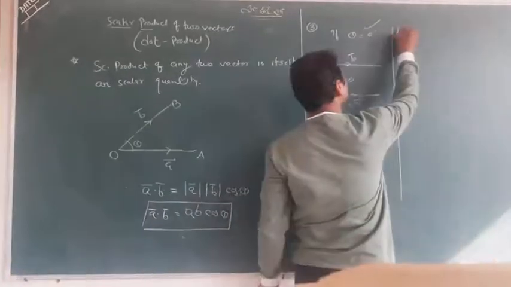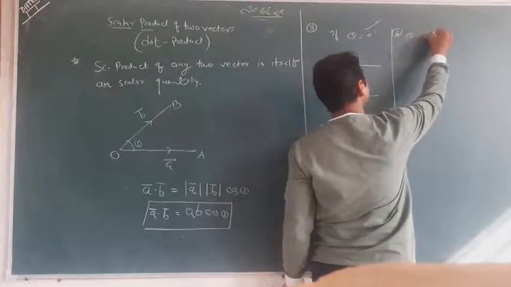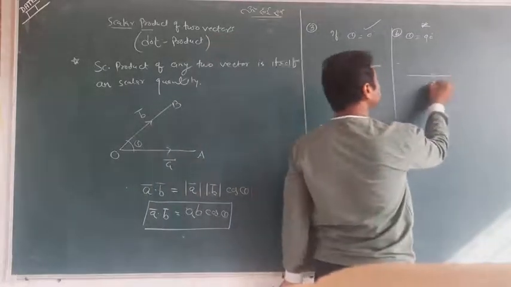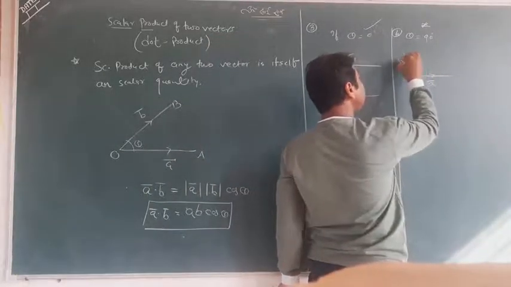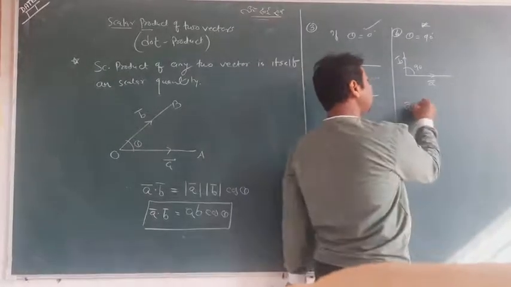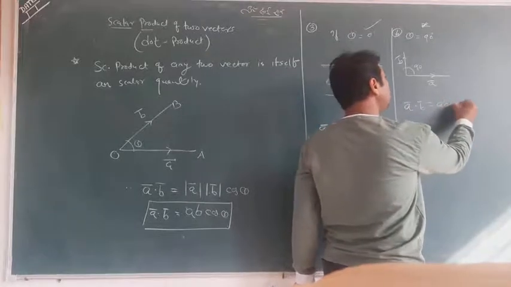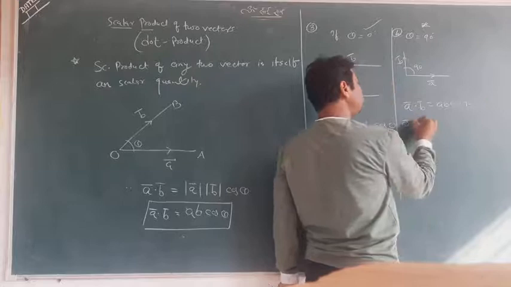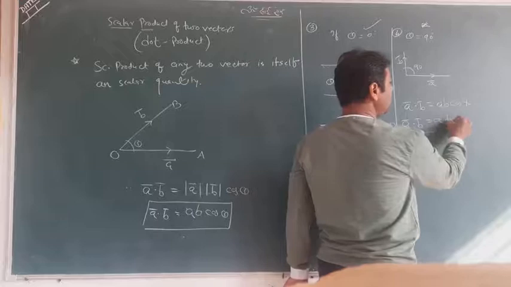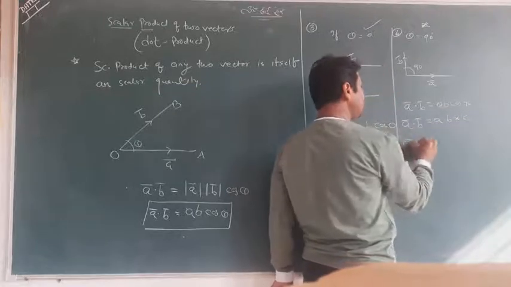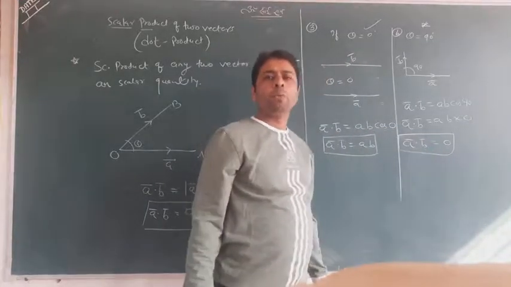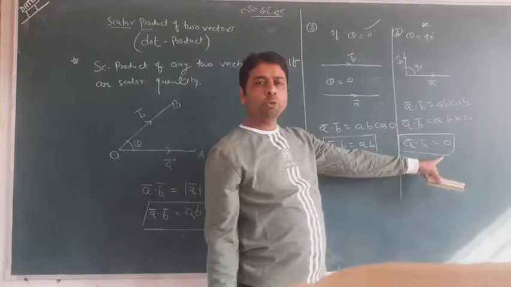Okay. The fourth thing we have now, theta equal to 90 degrees, is one of the most important concepts ever. When two vectors are perpendicular, this is A suppose and this is B suppose. The angle between them is 90. So A dot B is equal to AB cos theta. Theta is 90 and you should know that cos 90 is equal to 0. So ultimately A dot B will be 0. This is one of the important things. You should remember the conclusion.